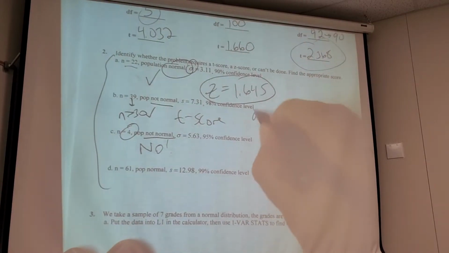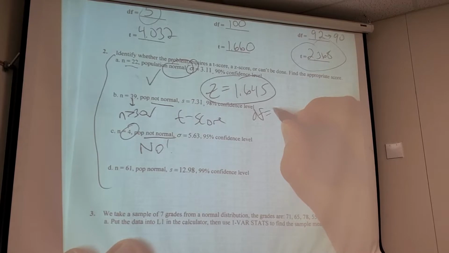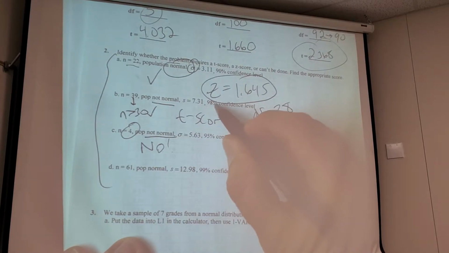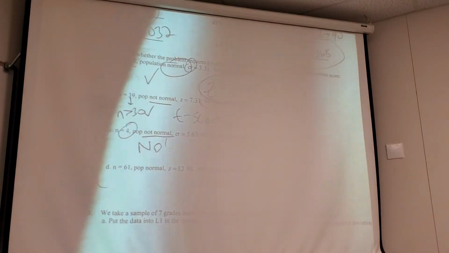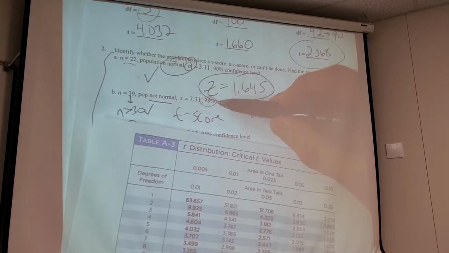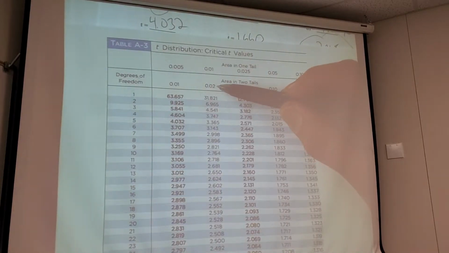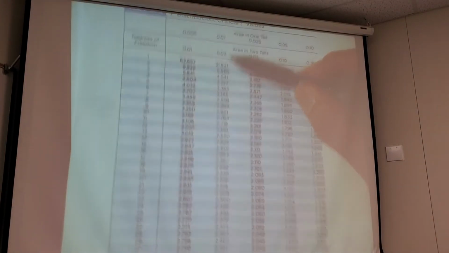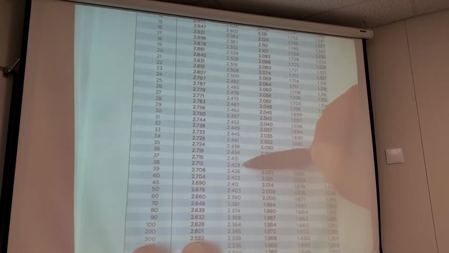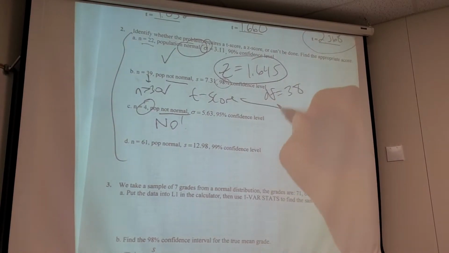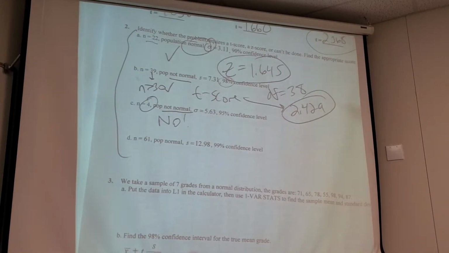What's my degrees of freedom? 38, one less than N. Which column am I going to look in? 98%, so what's alpha? 0.02, 2%, so 0.02, and I want to stop at 38. So 2.429. Coolness. The T-score is 2.429.